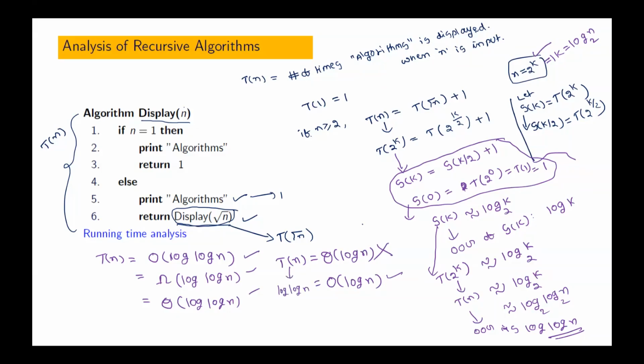See, for T of n we should have its order of growth in mind. Order of growth is log of log n. So log of log n can be written as big O of log n. Yes. Hence it is correct.